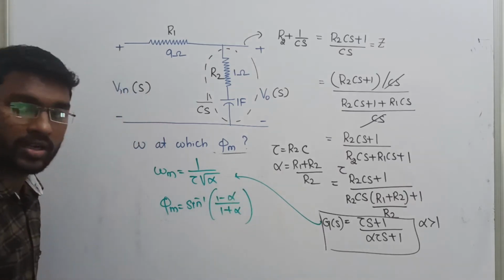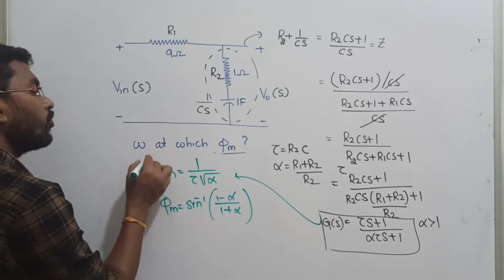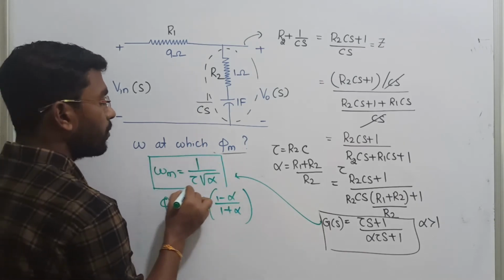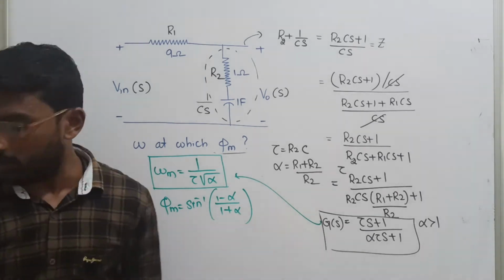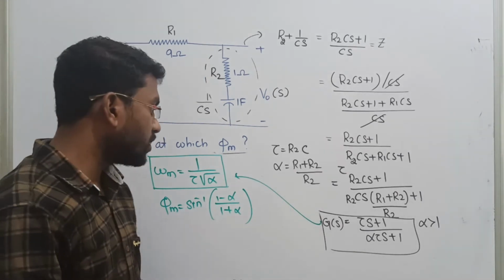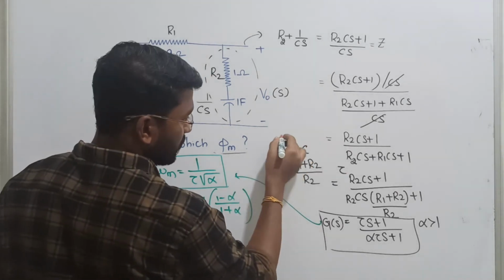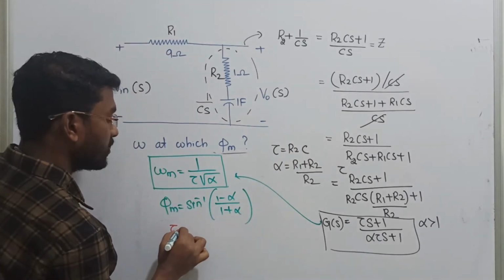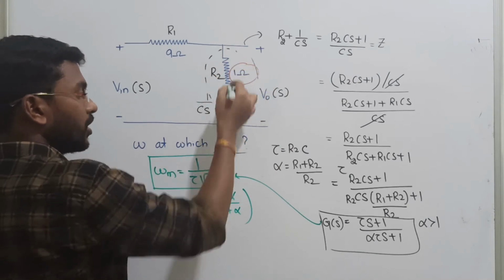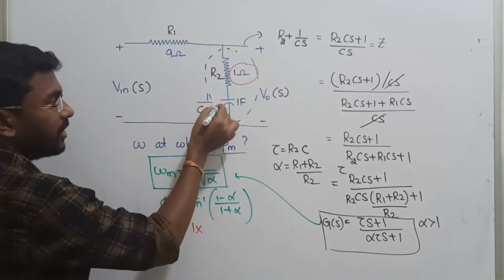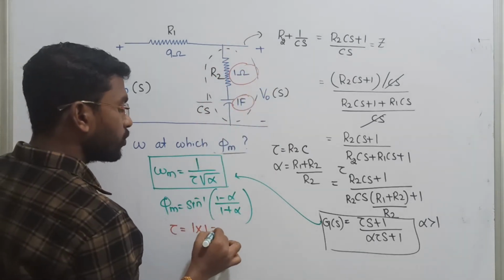Anyway, in our question, the one and only question is find out the frequency at which your phase angle is going to be maximum. That's all. That is the one and only question. Now further, we have to estimate the value of tau and alpha. Let me do it. Now how to calculate the value of tau from this? See there, tau is going to be estimated as tau is equal to R2 into C. Now getting back to the question, R2 is going to be 1 ohm into the value of C also going to be 1 farad, such that it is going to be 1 second.